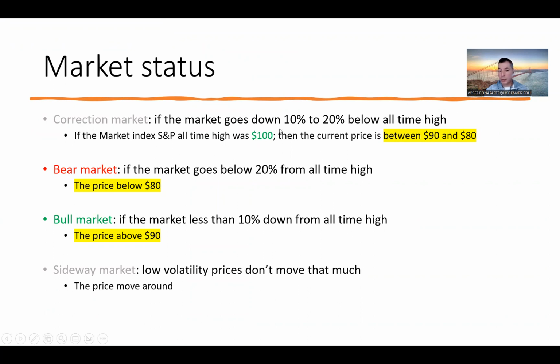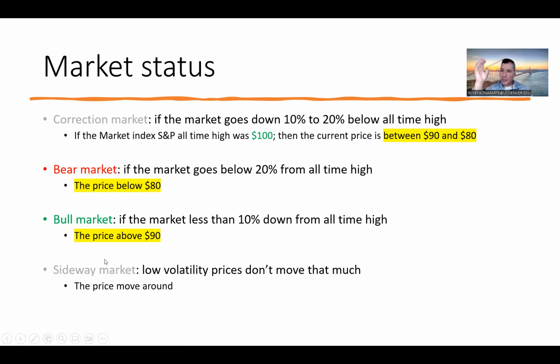A correction market is between 10 and 20% below the all-time high. If the all-time high is $100, we are talking about between 90 and 80. If the price goes down between 90 and 80, we are in a correction market. A bear market is 20% below the all-time high. 20% of 100 is 20, so below 80, for example, 78 or 75. Anything below 80 will be a bear market. A bull market is when the price is above 90. Suppose the all-time high is 100. In this case, 90, 91, 93, we say we are in a bull market.